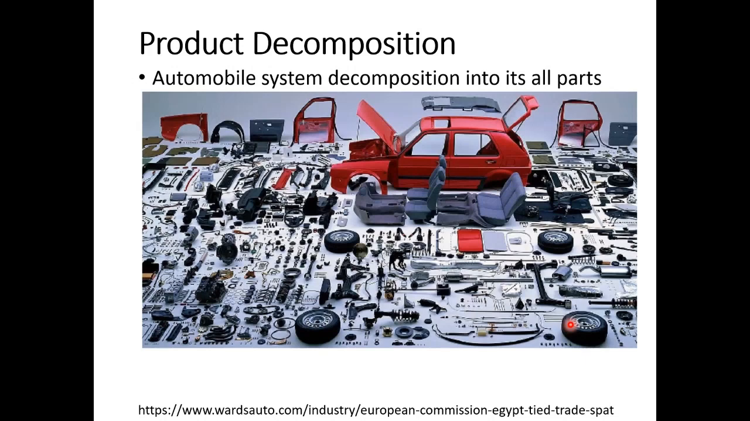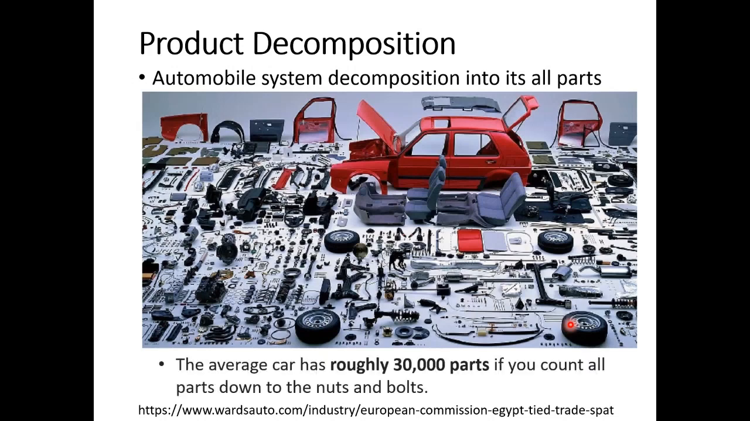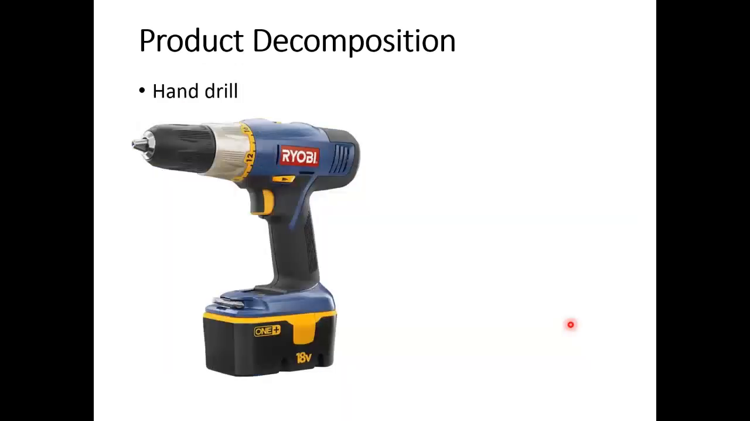In fact, a typical small motor car would have roughly about 30,000 parts if you go down to the nuts and bolts. So there are so many parts. So the reverse engineering of this kind of complex systems is a quite challenging and time-consuming process.